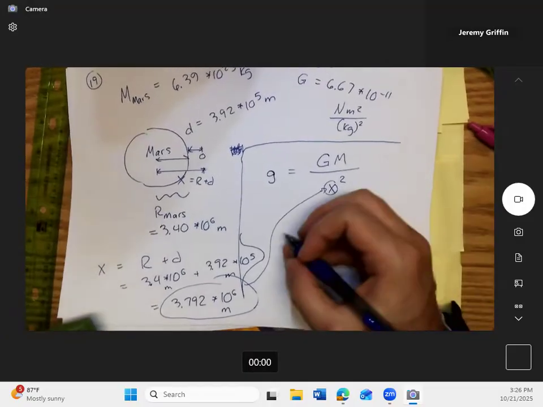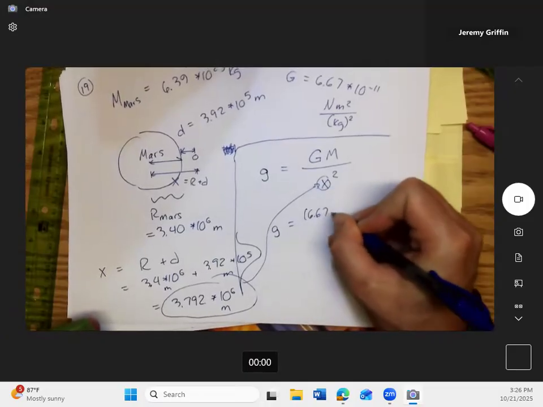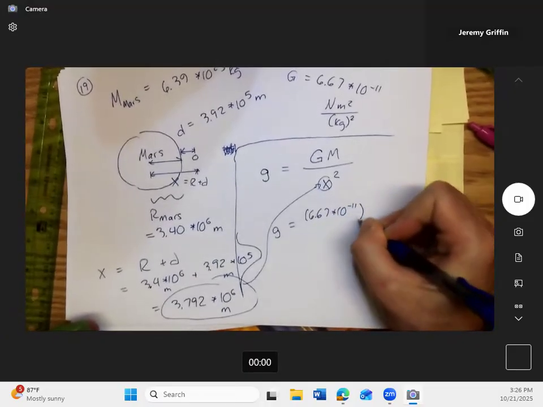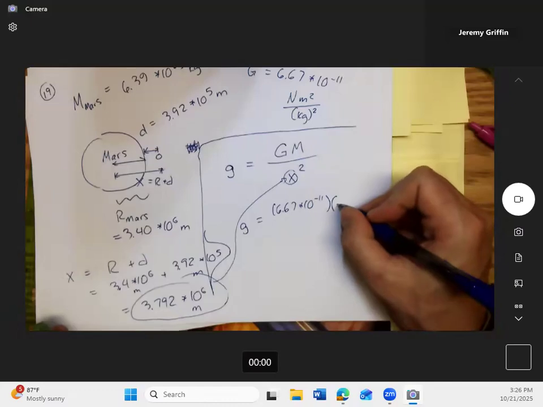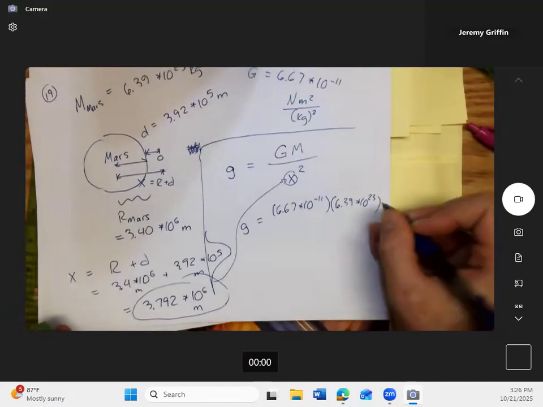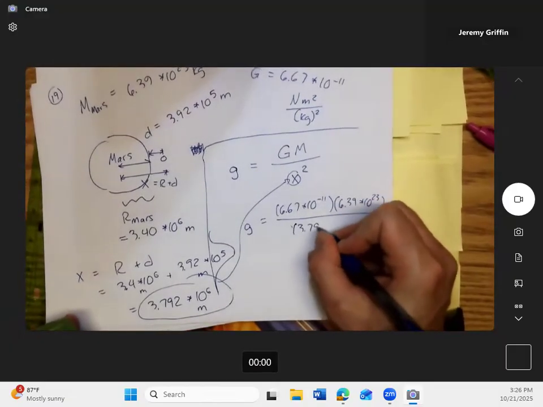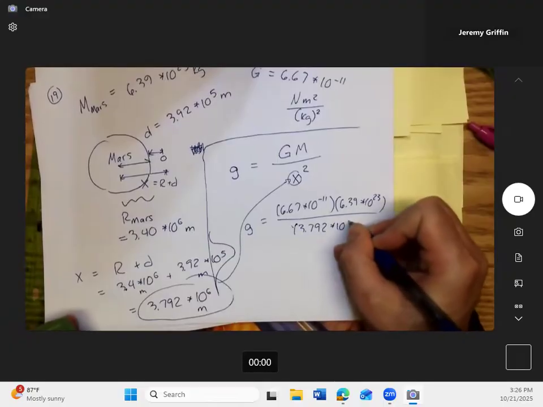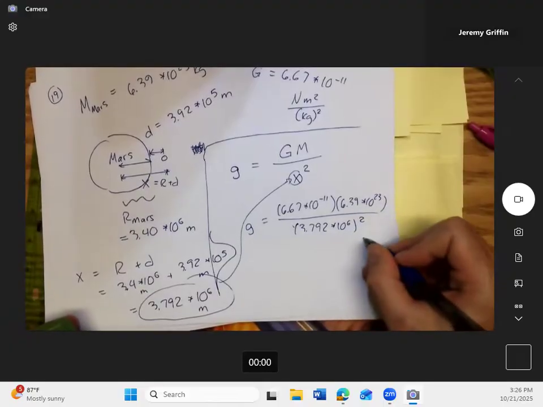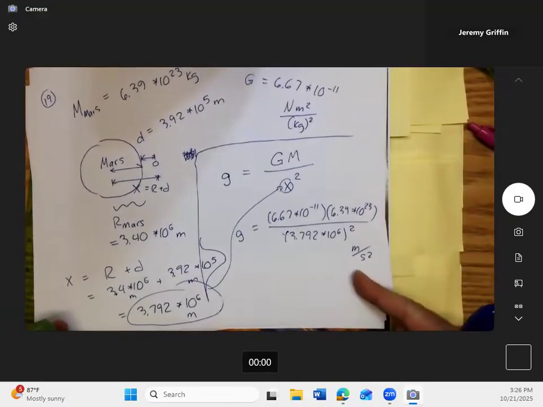I'm going to fill in some numbers here. So the gravity field is 6.67 times 10 to the negative 11, times the mass of Mars, 6.39 times 10 to the 23, and then all divided by x squared, that's 3.79 times 10 to the 6, all being squared. This is some number of meters per second squared. Isn't that what gravity field is in? Meters per second squared? Okay.